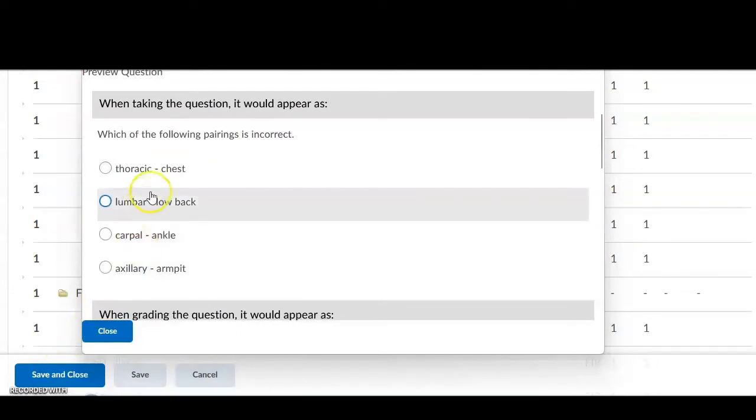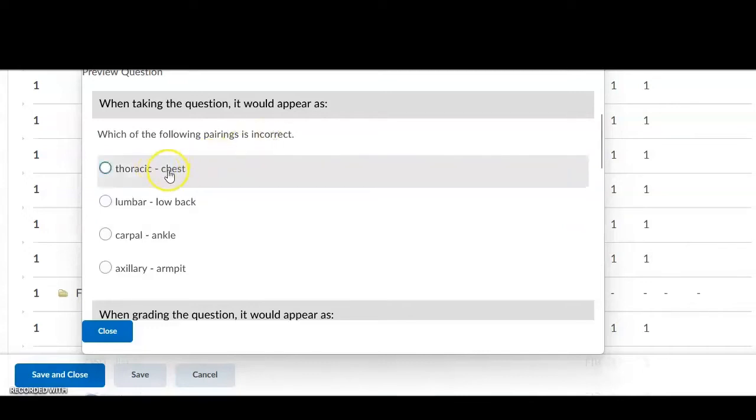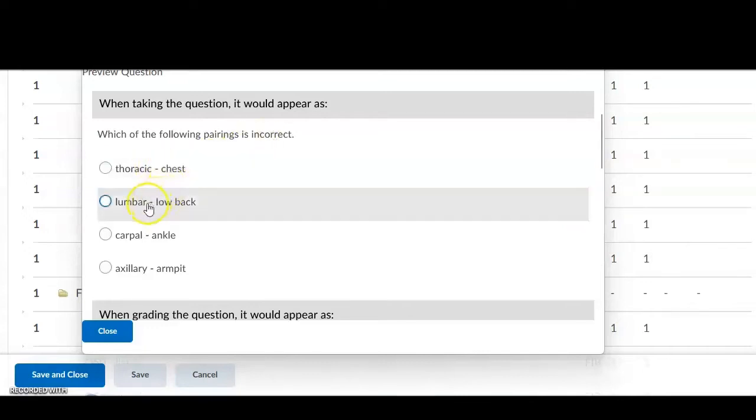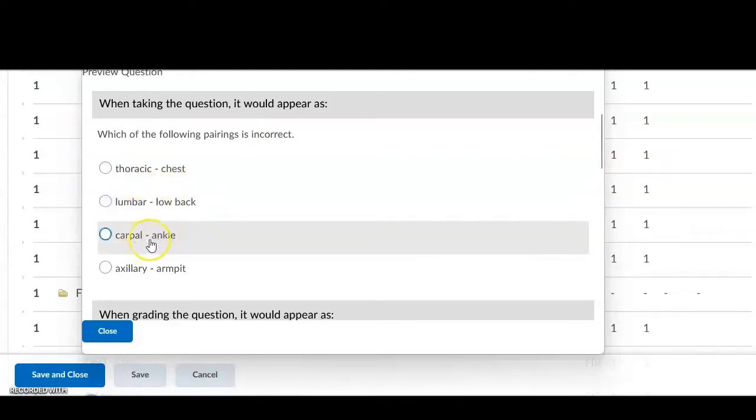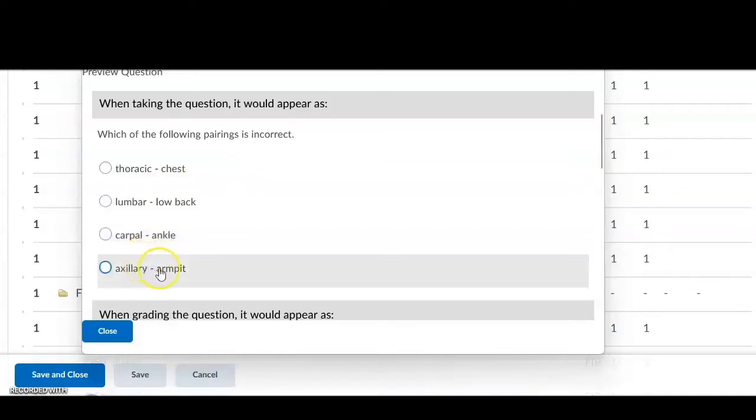Okay, next question. Which one of the following pairings is incorrect? So let's wait 5 seconds. Hopefully you got your answers, so let's take a look. Thoracic and chest, well, appears to be correct. Lumbar and low back, yes. Carpal and ankle, no, that's not correct. And axillary and armpit, then that's correct.